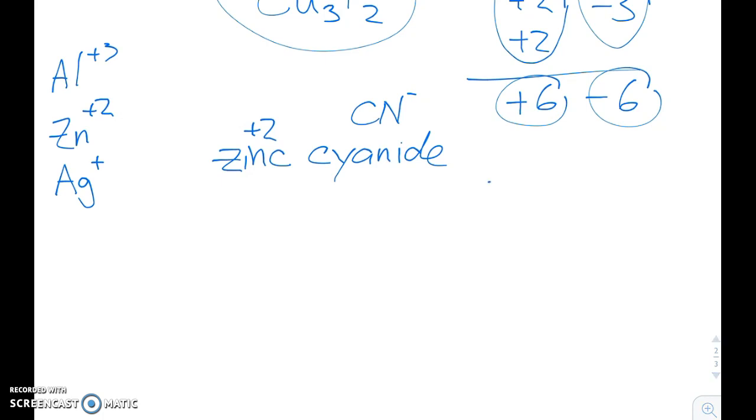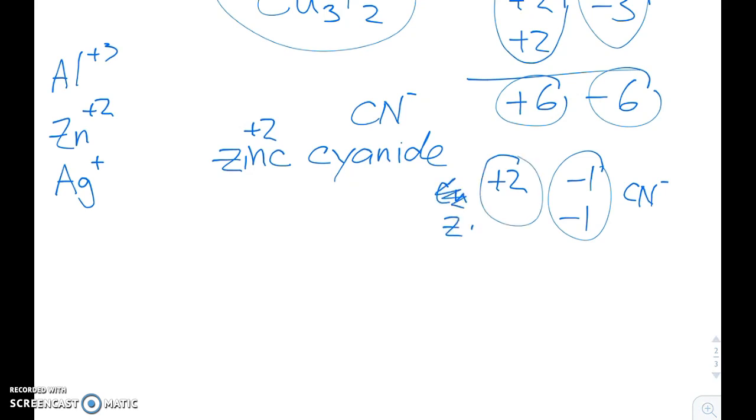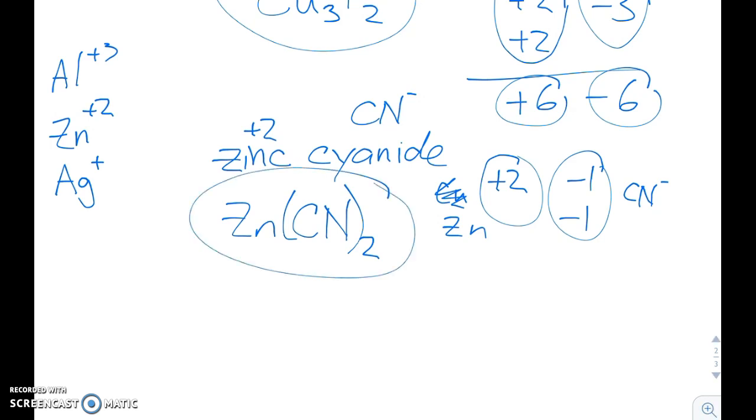So we go, okay, zinc's +2, cyanide's -1. Hopefully you can see that if I have 2 cyanides, the 2 -1s will cancel out my 1 zinc. So I've got Zn, CN for cyanide, and then a 2. But you can see that kind of looks confusing because that looks like I'm putting 2 nitrogens. So I'm going to throw parentheses on there, and that would be zinc cyanide.